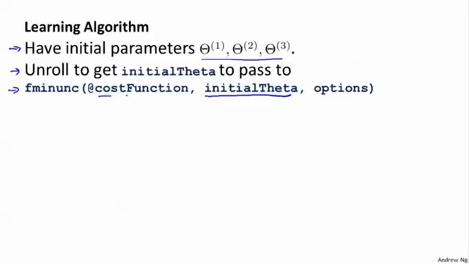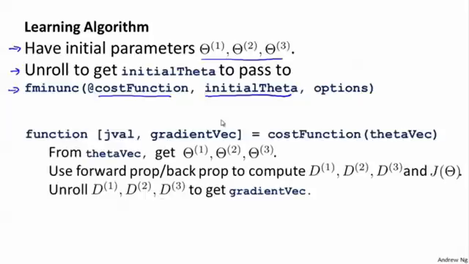The other thing we need to do is implement the cost function. Here's my implementation of the cost function. The cost function is going to be given as input theta vec, which is going to be all of my parameters in the form that's been unrolled into a vector. So the first thing I'm going to do is use theta vec and the reshape function, pulling out elements from theta vec and using reshape to get back my original parameter matrices theta 1, theta 2, theta 3.